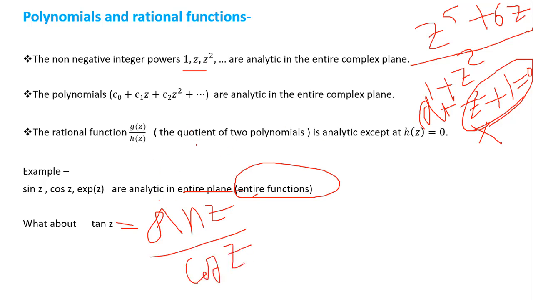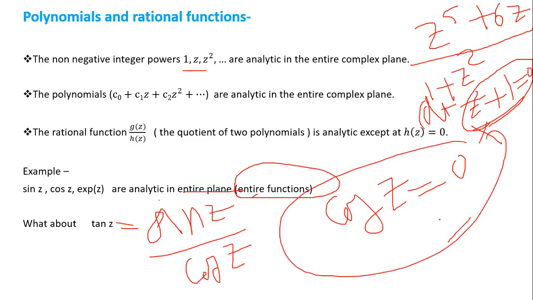It's again the quotient of two polynomials. The quotient of two polynomials is analytic except where the denominator is zero. That means it's analytic everywhere except where cos z equals 0. Where cos z equals 0, this tangent will not be analytic. I hope this is understood now.